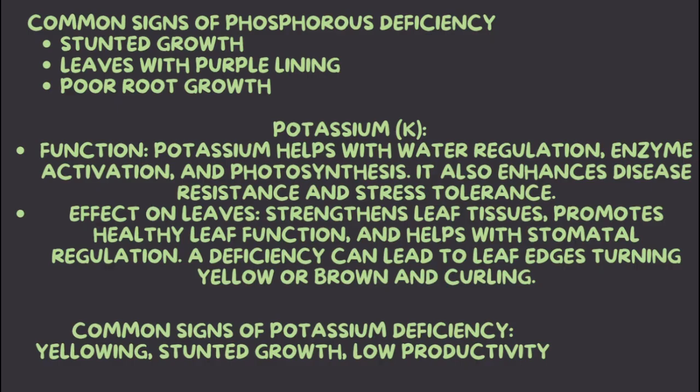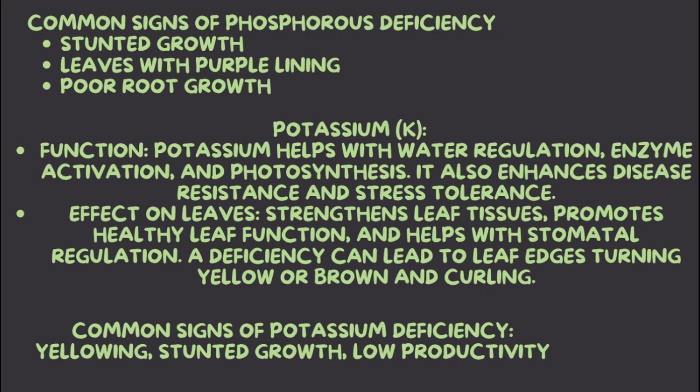Now, common signs of phosphorus deficiency: the same stunted growth, leaves with purple lining, and also poor root growth. Right, because we need strong roots and we need energy in order to absorb all that water from the soil.